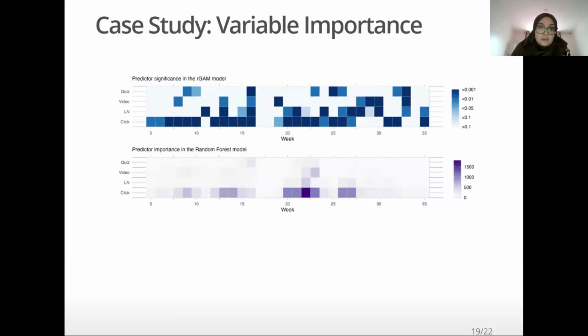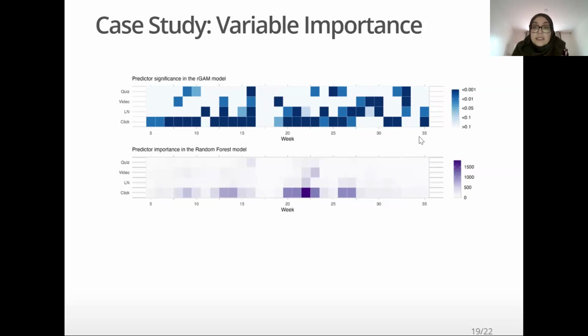So the clicks here, in the x-axis we have the weeks, and in the y-axis we have the different activities we have available in the course. And we could see the darker the squares are, the more important the variable is. So the analysis here reveals a bit about these trends, mainly that the clicks in the second term, starting from here, will show highest importance, particularly around assessment weeks.